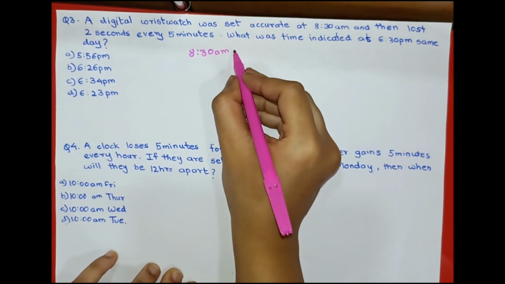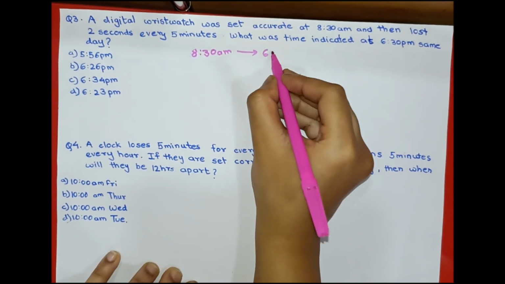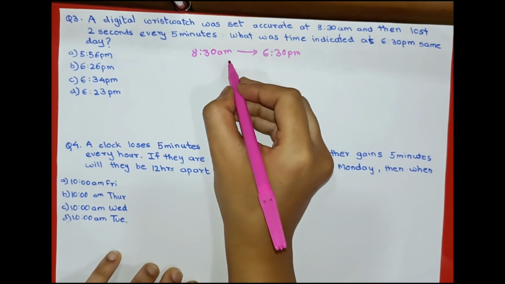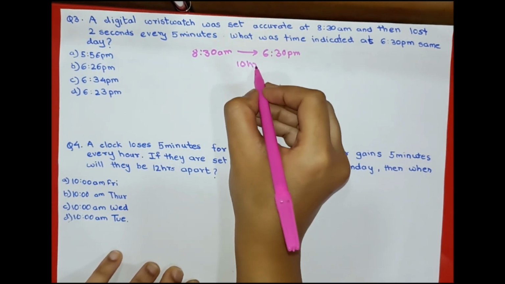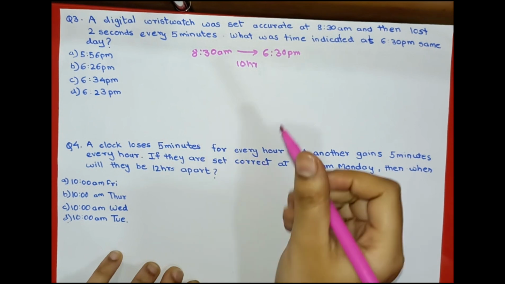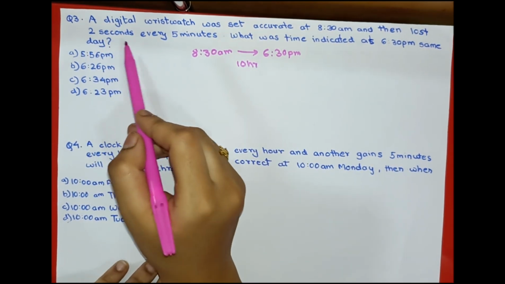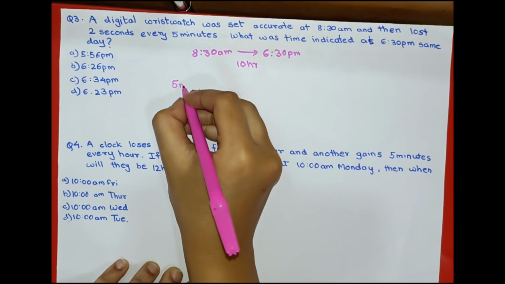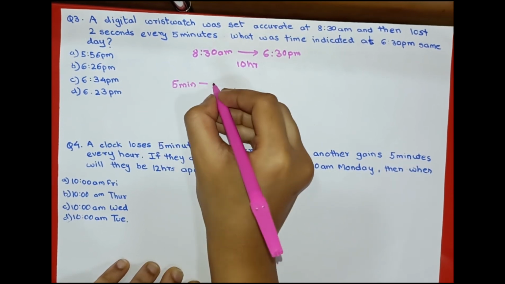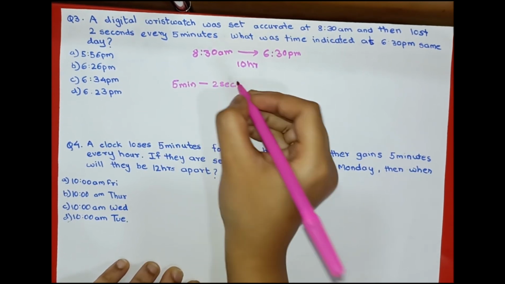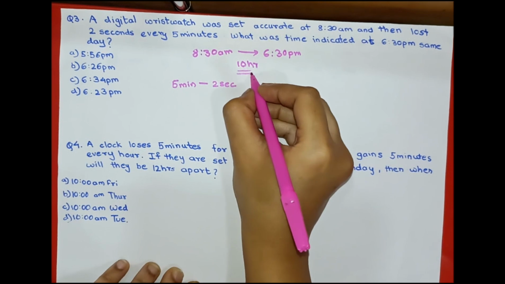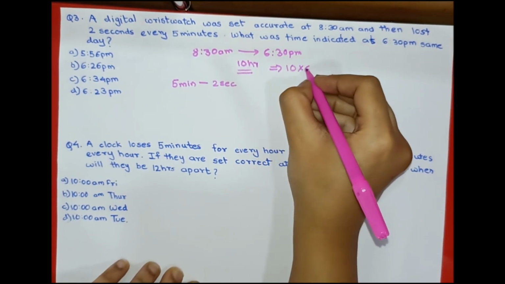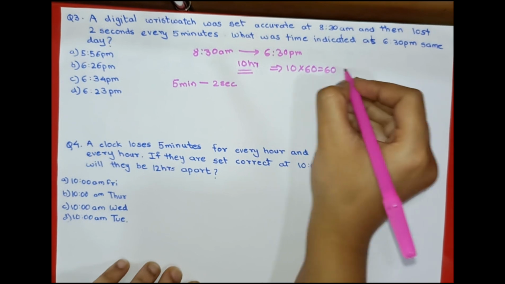and it was stopped at 6:30 p.m. So this total is a difference of 12 hours. Now in the question we have been given that the clock is losing 2 seconds every 5 minutes. So in 5 minutes the clock is losing 2 seconds. Let's convert this 10 hours into minutes. We get it as 10 into 60, which is 600 minutes.